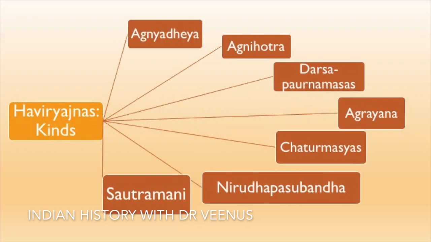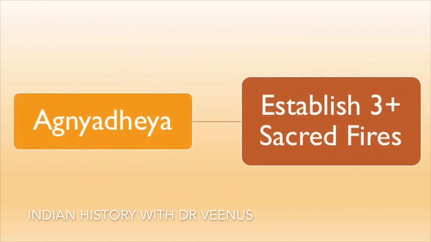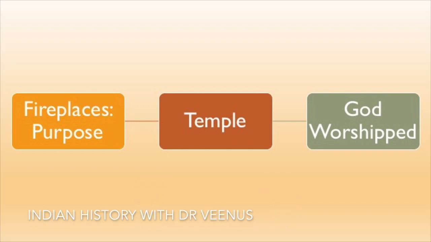The 7 kinds of Haviryajnas are the Agnyadhe, the Agnihotra, the Darsh Purnimasas, the Agrayan, the Chaturmasas, the Niruddha Pashubandh, and the Sautramani. The Agnyadhe is the establishment of the sacred fires, 3 or more in number. It was the bounden duty of every householder to set up these sacrificial fires in his house.